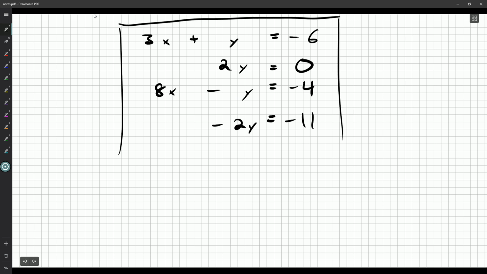All right, so there's our system. 4 equations. These would represent 4 lines in 2 dimensions. 3x plus y equals negative 6. 2y equals 0. 8x minus y equals negative 4. And negative 2y equals negative 11. Okay, we've got our system. We're not going to make any comments on its solutions or anything like that. We're just going to sort of leave it as is. There is our system of linear equations as requested.